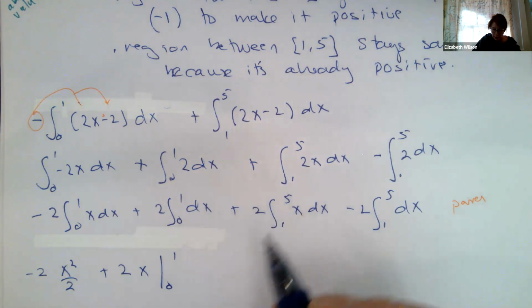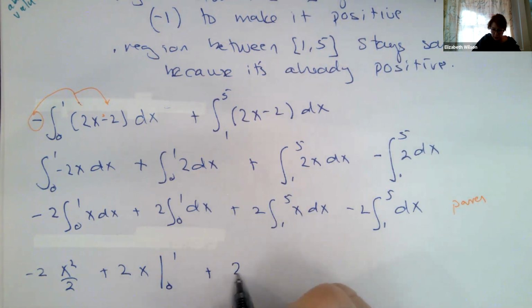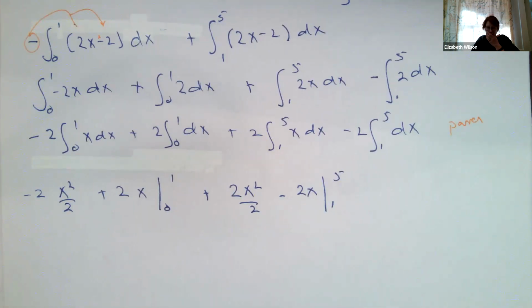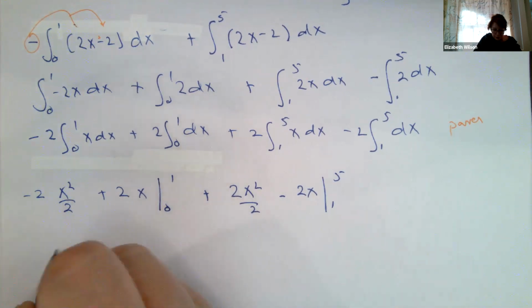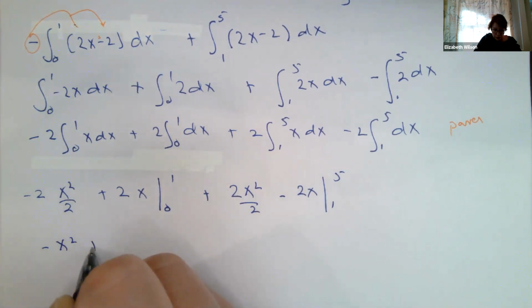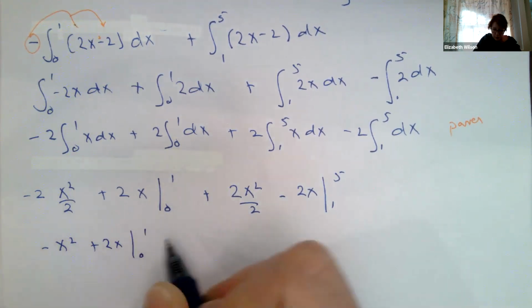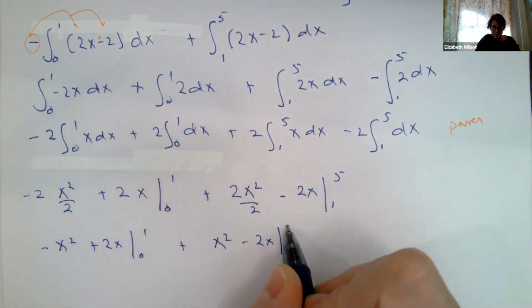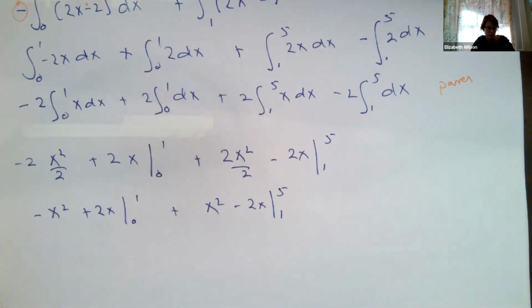Right, now this part plus 2 times x squared over 2 minus 2 times x from 1 to 5. I'll rewrite this. This is minus x squared plus 2x from 0 to 1 plus x squared minus 2x from 1 to 5. Okay, now we'll do the fundamental theorem of calculus.